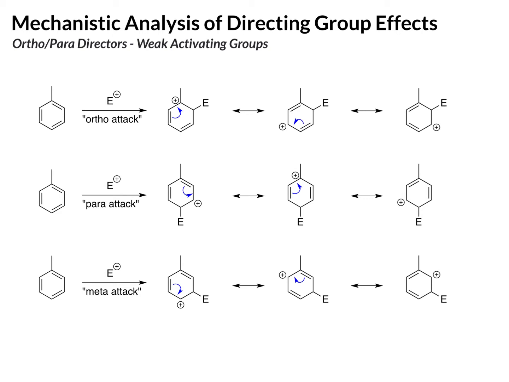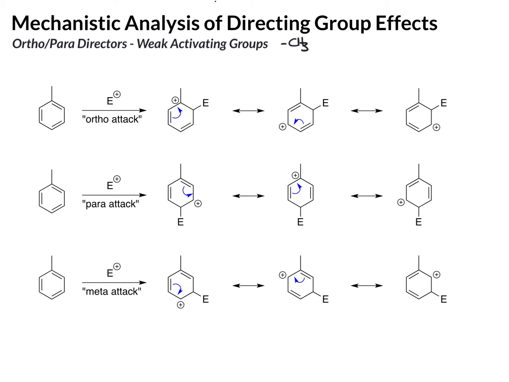So the first thing we're going to look at is a weak activating group, which is an ortho-para director. We're going to look at the methyl group. So that's what we have right here on the ring, is a methyl group.